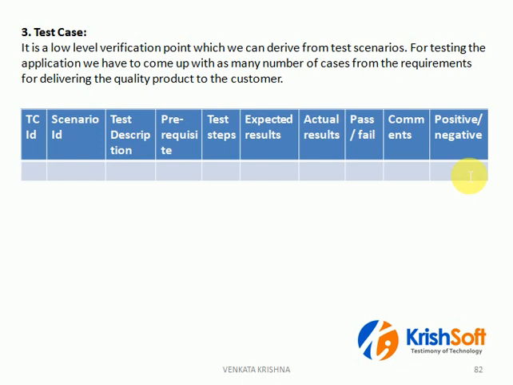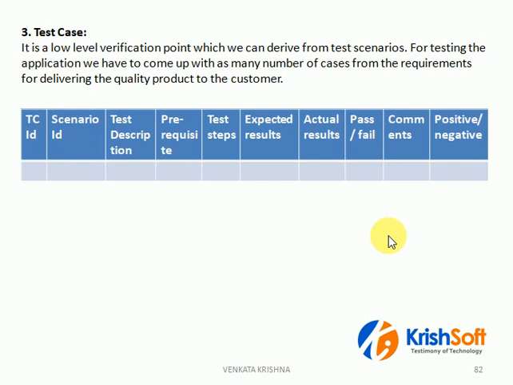Test case ID, scenario ID, test description, prerequisites, test steps, expected results, actual results. Up to expected result we write before we execute the test cases. At the time we execute the test case, we will update the actual result. Whatever we get from the application, that is the actual result. If expected and actual are both the same, your test case will pass. Else your test case will fail. Okay, so this is about your test case template.